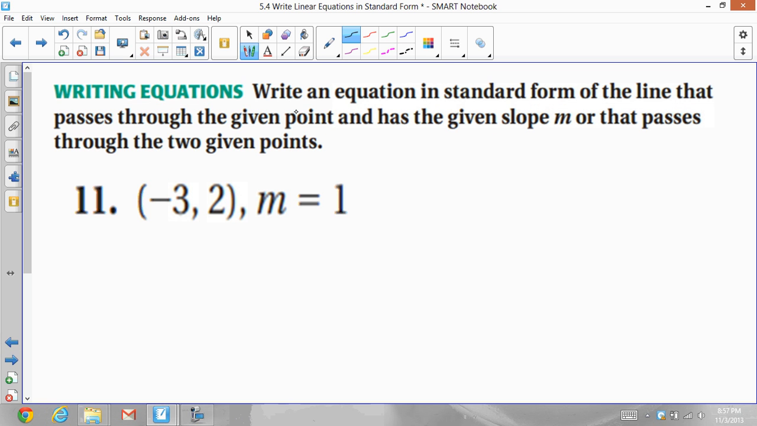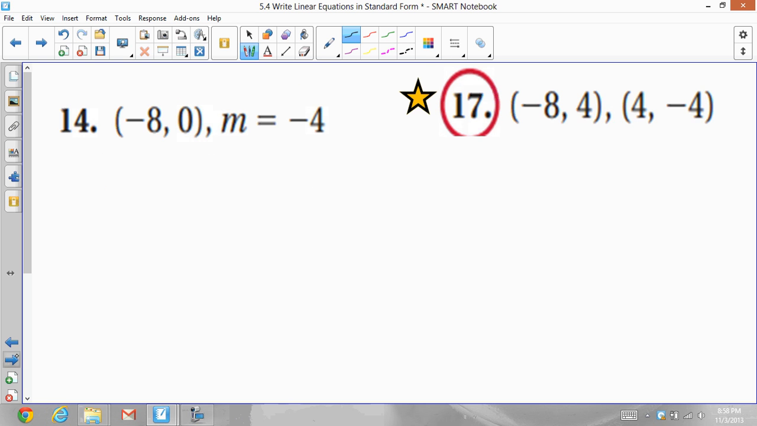Let's focus on this question. Write an equation in standard form of the line that passes through the given points. Focusing on question number 17, which is negative 8, 4 and 4 comma negative 4. Since you are given 2 points, it is easy to find the slope. So step number 1, as usual, find the slope.